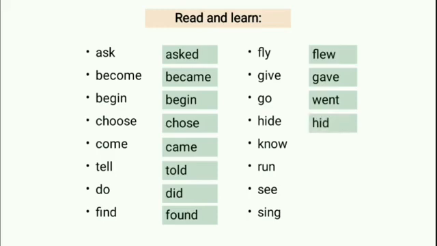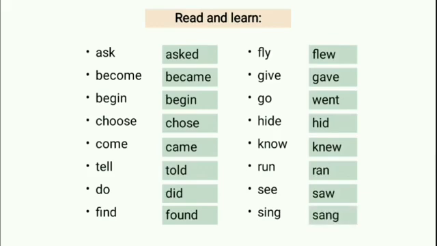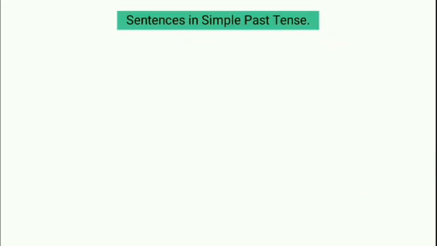Hide, hid. Know, knew. Run, ran. See, saw. Sing, sang. Children, these are a few examples. All right. Now, let's try to construct some sentences in simple past tense.